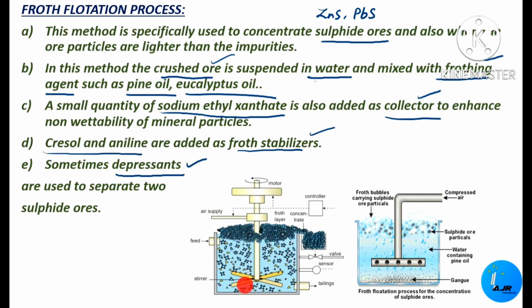So this diagram is a little complicated. It is given in your book, but anyways, this is the skeletal diagram. Let me explain with the skeletal diagram first. So this is the agitator, right? This is the agitator, and through it we will be passing the compressed air.